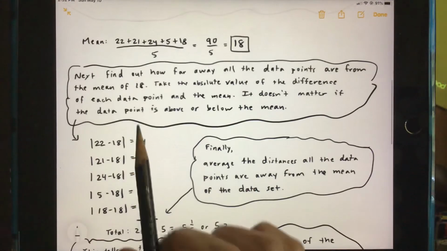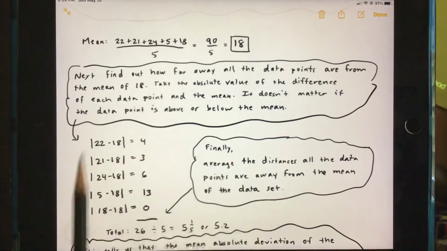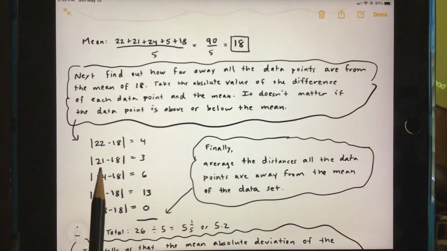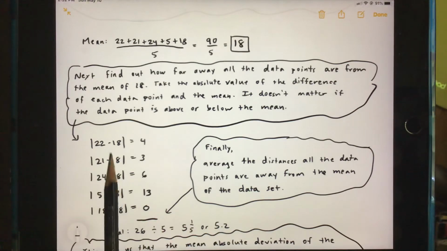Well, what we're going to do is write down all of the data values. Here they are. And we're going to subtract off 18 from all of those data values because we want to know how far all of these values are away from the average or the mean of this data set. So we're going to subtract off 18. And then we're going to take the absolute value because we might end up with a negative value, and we don't really care if the data value is above or below the mean. And so when we take the absolute value, that's going to remove any negative numbers that we would be getting.